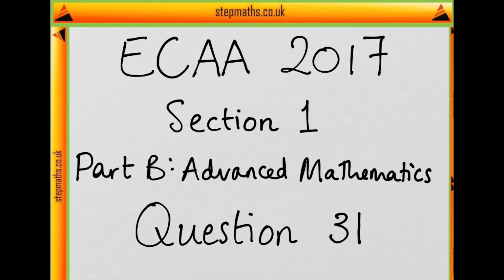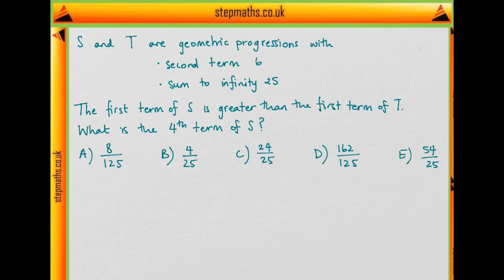Hello, this is question 31 on ECAA 2017, and in this question we have that S and T are geometric progressions, and for each of S and T the second term is 6 and the sum to infinity is 25, and they tell us that the first term of S is greater than the first term of T, and they want us to tell them what is the fourth term of S.